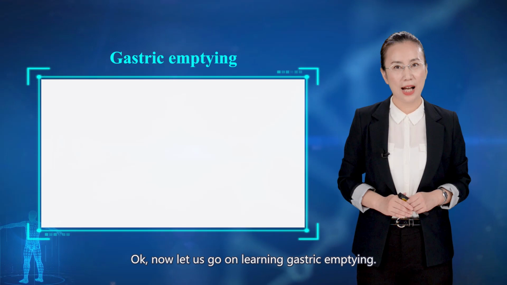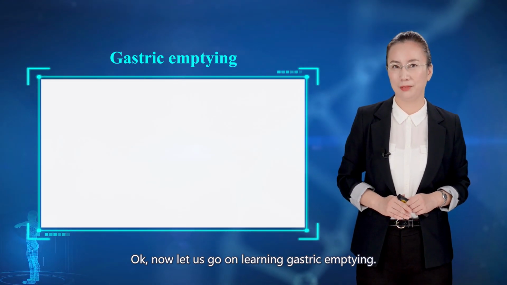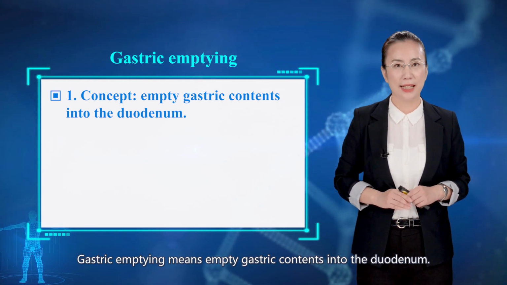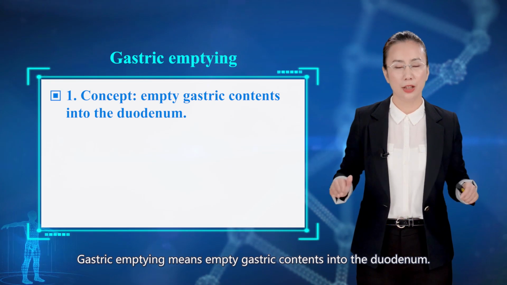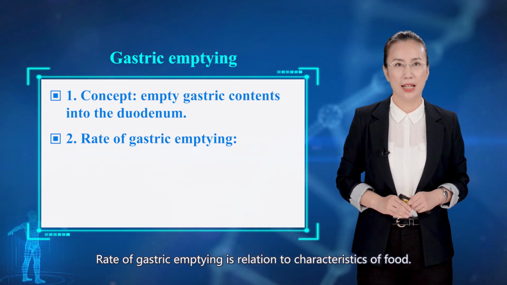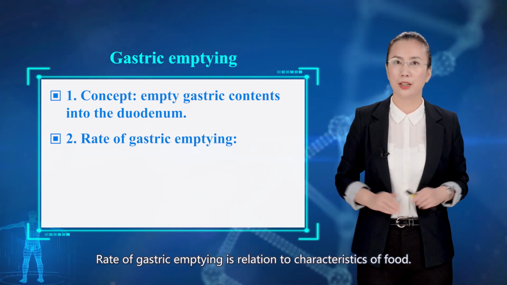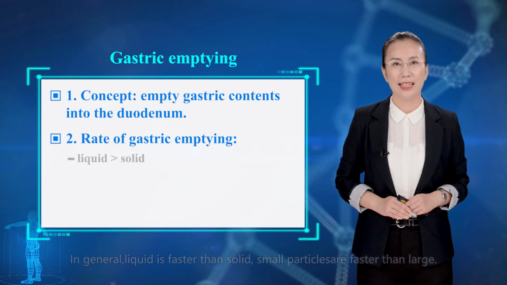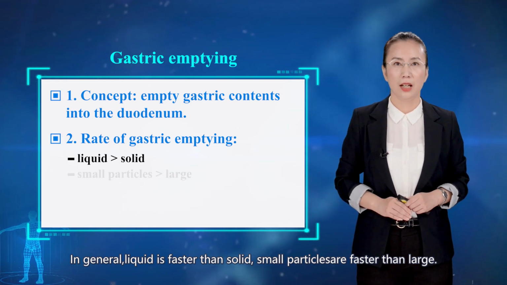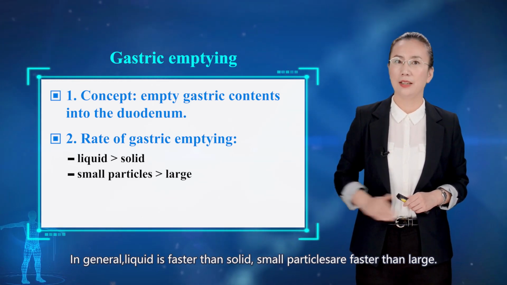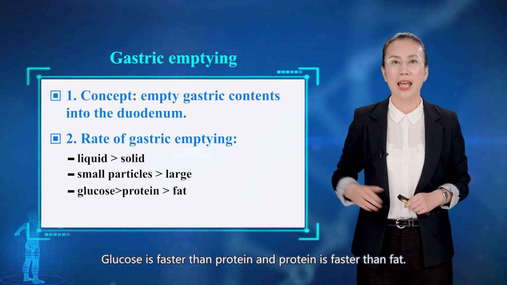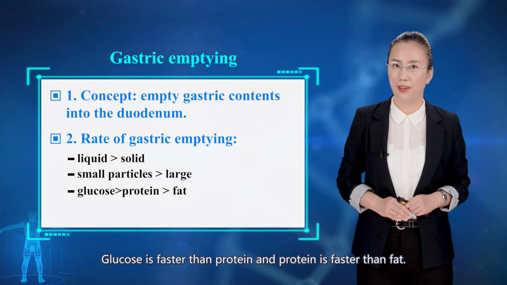Okay, now let's go on learning gastric emptying. Gastric emptying means emptying gastric contents into the duodenum. The rate of gastric emptying is related to the physical characteristics of food. In general, liquid is faster than solid. Small particles are faster than large. Glucose is faster than protein, and protein is faster than fat.